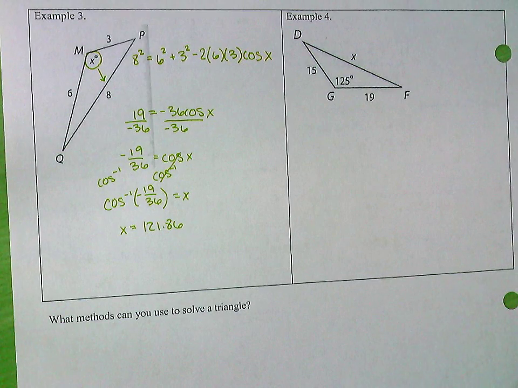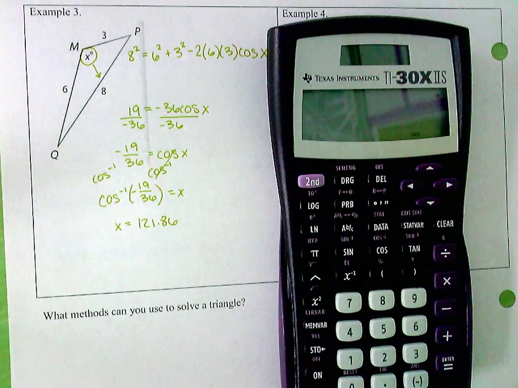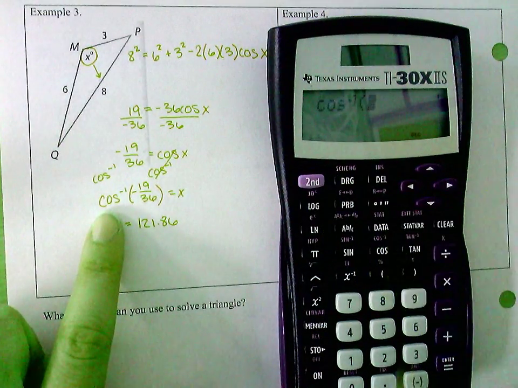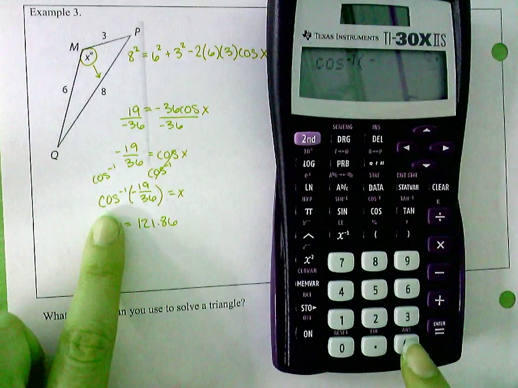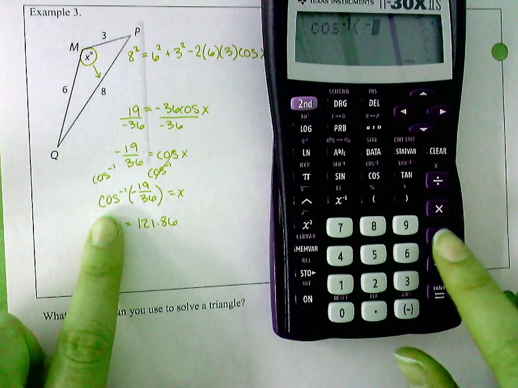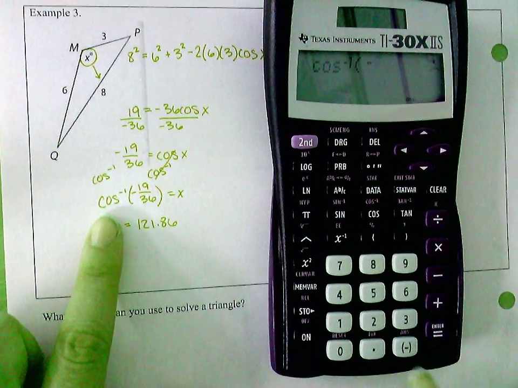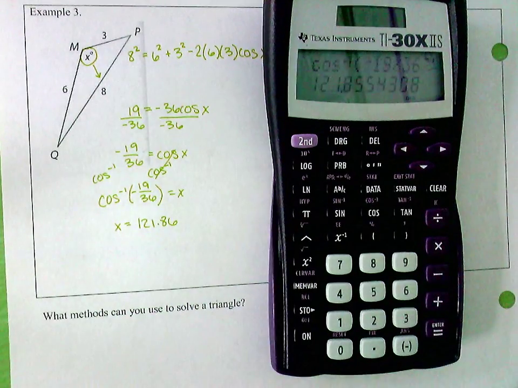You should get 1. Did you press cosine or did you press tangent? You shouldn't get an error. How do you type the negative? That's rounding down. Yeah, that's right. So you should have cosine inverse. Your negative is down here. Right here. That's your negative. Don't press a minus sign. That's probably where you went wrong and got an error. You have to press the negative button. And then 19 over 36. It's 121.86.